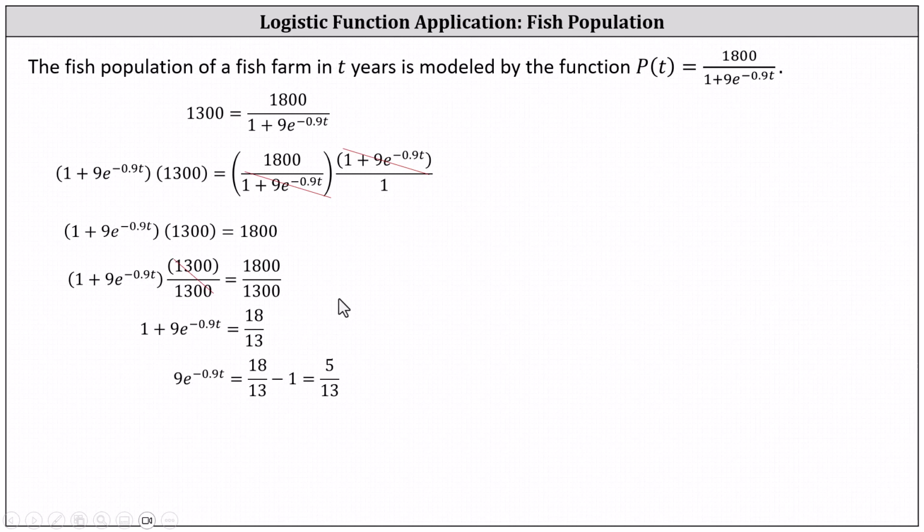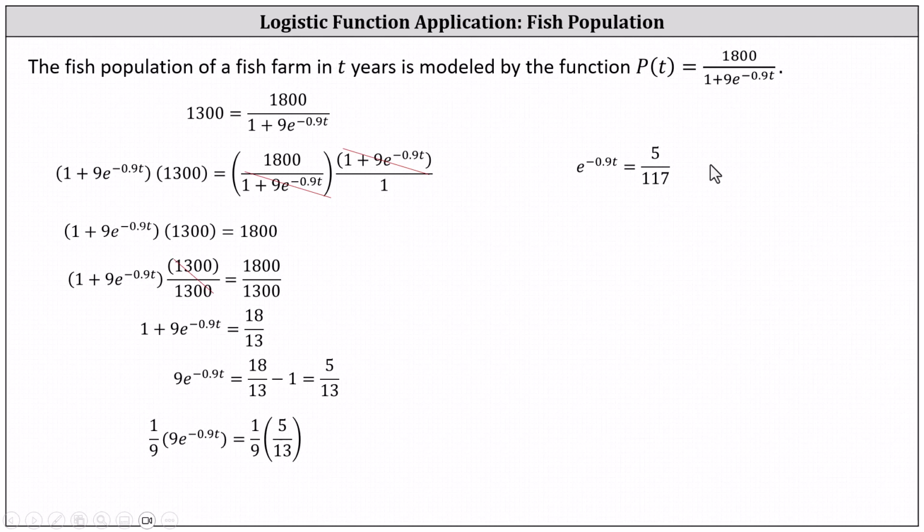Next, subtract 1 on both sides. 18/13 minus 1 is equivalent to 18/13 minus 13/13, which equals 5/13. For the next step, we need to divide both sides by 9, but because the right side is a fraction, we'll multiply both sides by 1/9 instead. Notice on the left, 1/9 times 9 equals 1, giving us e to the power of negative 0.9t equals 1/9 times 5/13, which is 5 divided by 117.